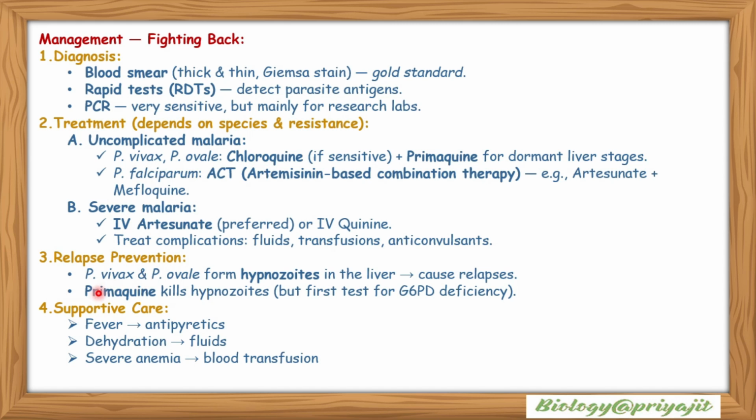Relapse prevention: Plasmodium vivax and Plasmodium ovale form hypnozoites in the liver. They cause relapses. Primaquine kills hypnozoites, but first test for G6PD deficiency. Supportive care: fever requires antipyretic drugs. If dehydration occurs, then you need fluids. In case of severe anemia, blood transfusion is necessary.